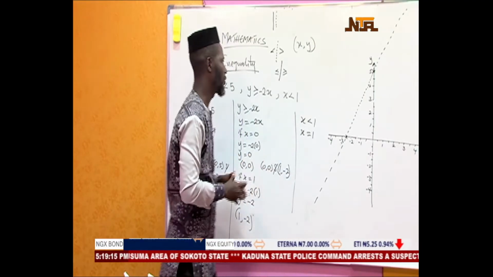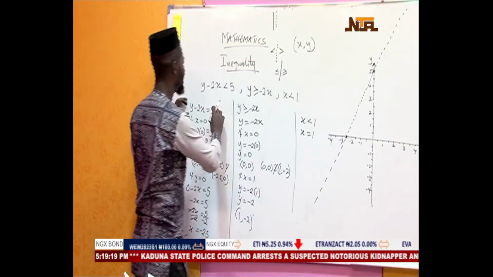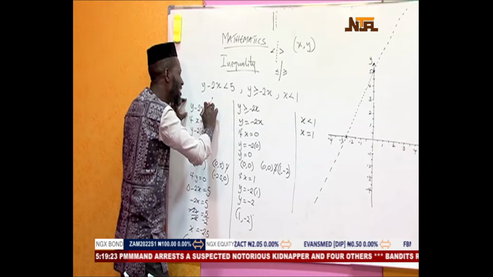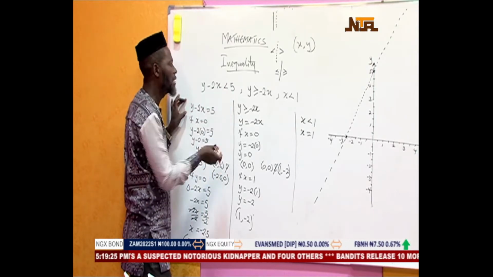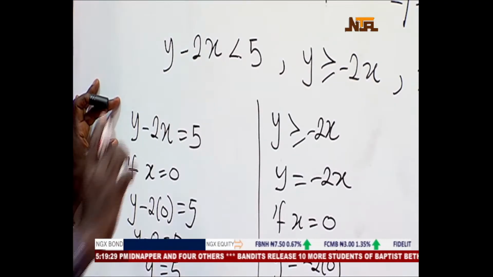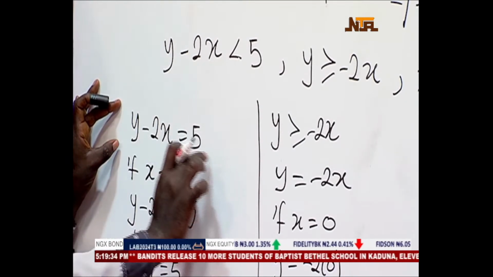Now, look at this. What will be written on this line? You go back to this. Because you use this one to draw your line, you write this, not this. On no account must you write this on your straight line. So you write this, which is y minus 2x is equal to 5.